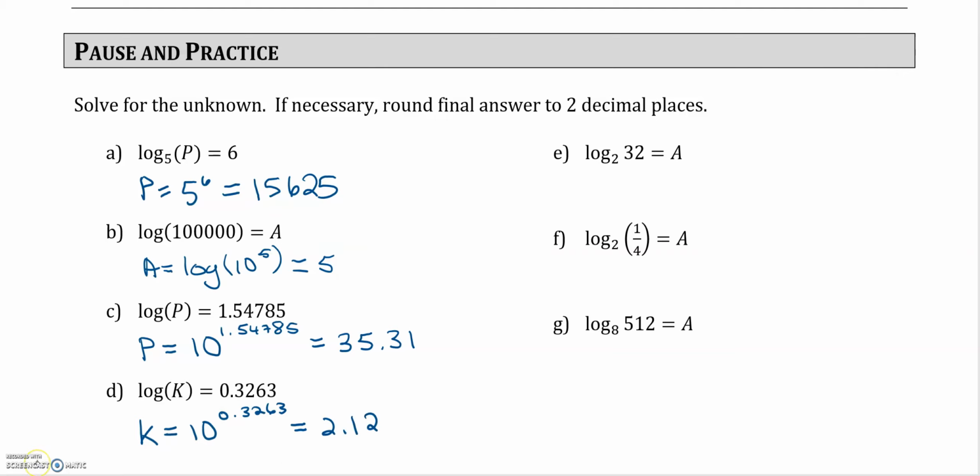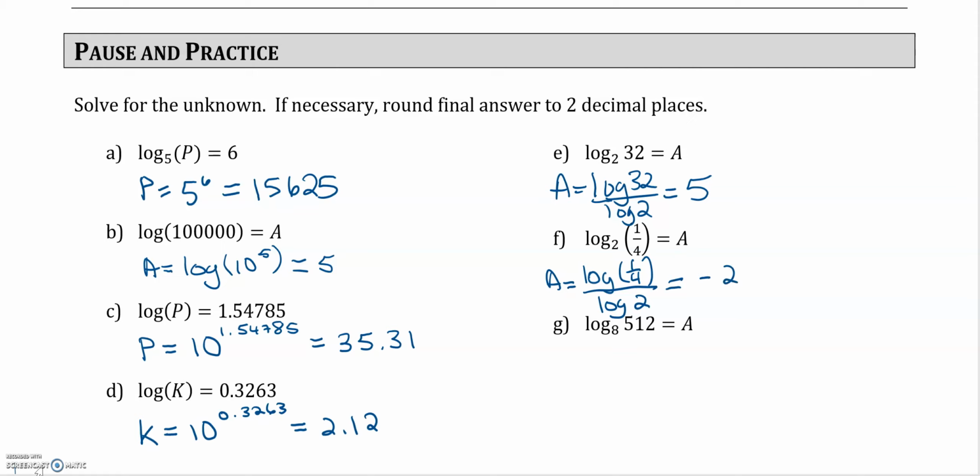Part E, we have log of base 2 of 32 is equal to a. A is equal to log of 32 divided by log 2, which is equal to 5. In part F, we have log of base 2 of 1/4 is equal to a. So we get a is equal to log of 1/4 divided by log of base 2, our base, which is equal to -2.